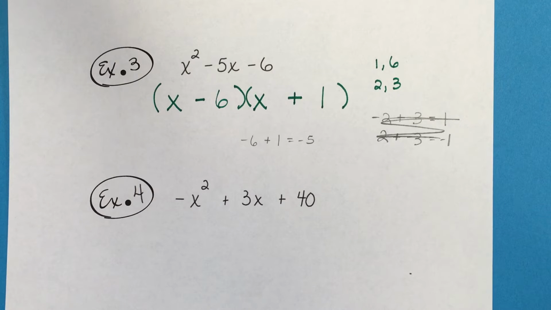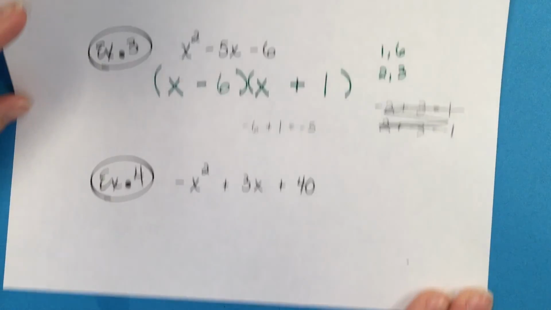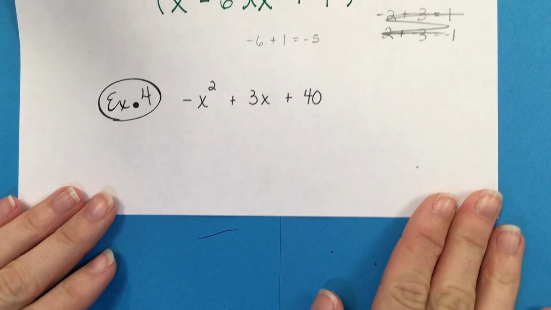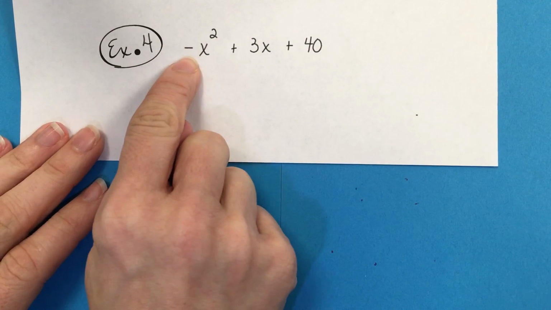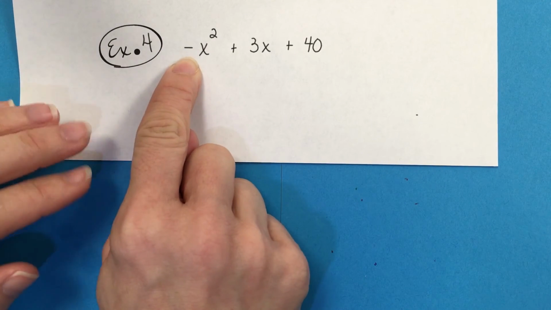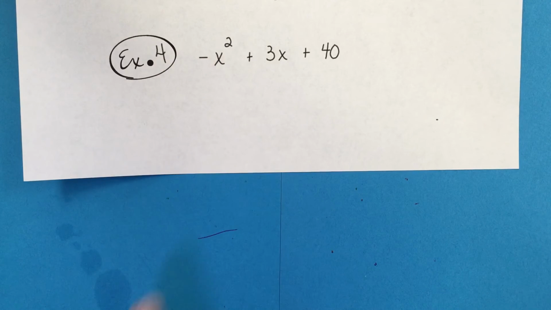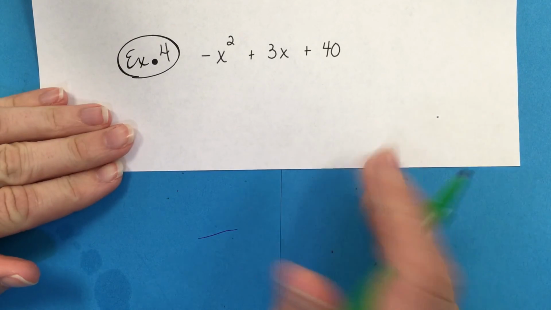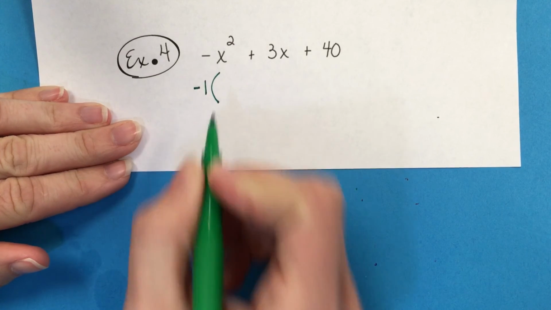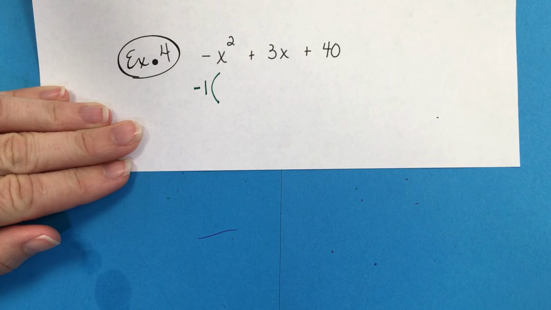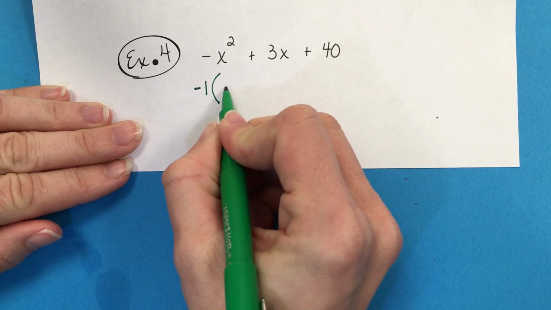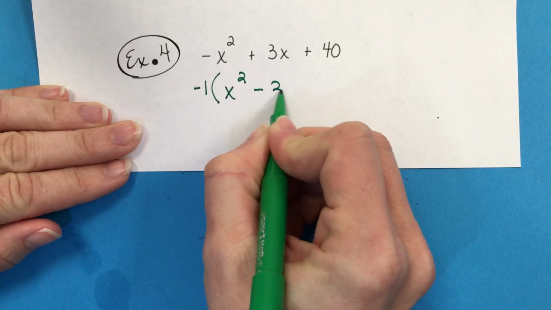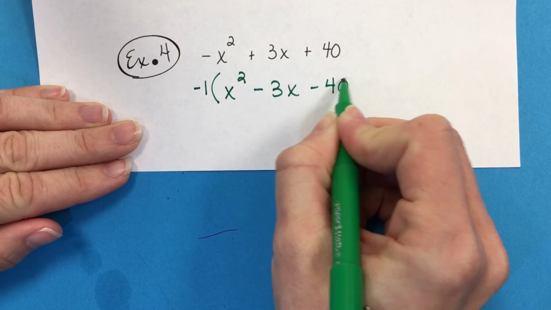Okay, one more of these, changing it up just a little bit. Of course, the big difference that you're going to see with this example is that we have a -1 in front of our x squared. What you're going to want to do is make this a positive x squared. So all you need to do is factor out a -1. When you factor out a -1, all that's going to do is cause your signs to change. So this is going to change to a positive x squared, a -3x, and a -40.